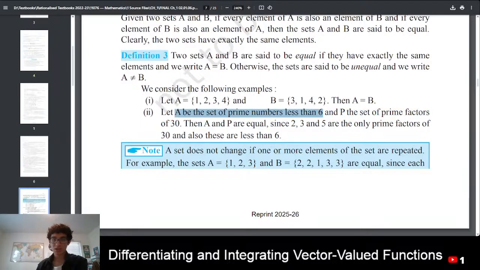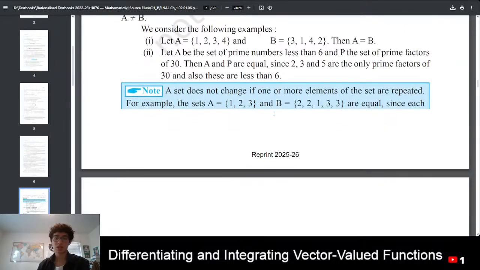Prime numbers less than 6. Prime factors of 30. If you list it out, A will be 2, 3, and 5, and P will also be 2, 3, and 5. So yeah, again, they are the same. They are the same set.